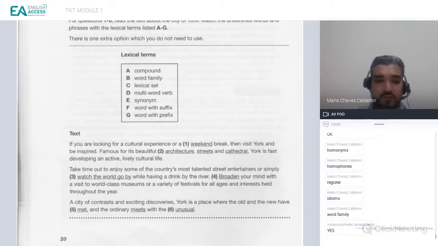The number 5, ladies, has 2 words, meet and meets. Just check it out. It's 2 words in the number 5. Okay?